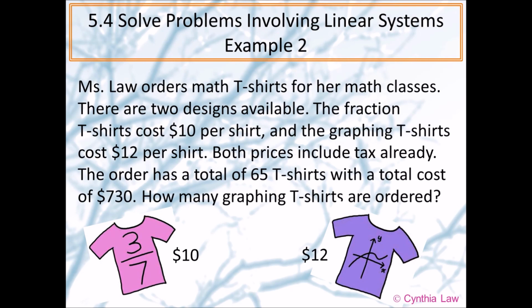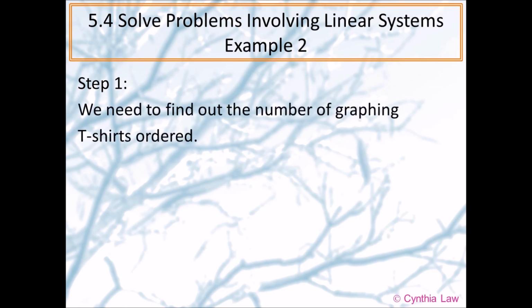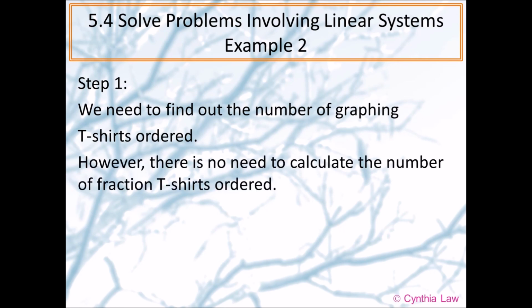So this order has a total of 65 t-shirts with a total cost of $730. The question is, how many graphing t-shirts are ordered? So step 1, identify what is to be solved. We want to find out the number of graphing t-shirts ordered. However, we don't really care about the number of fraction t-shirts ordered. So we need to remember, don't calculate the number of fraction t-shirts ordered.